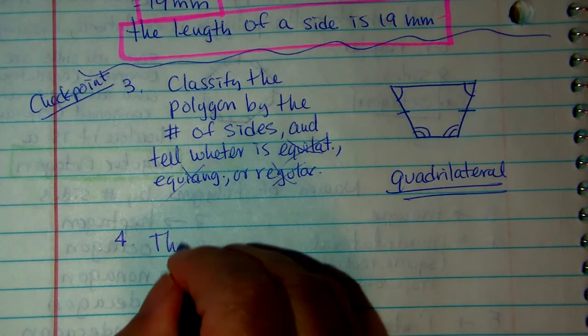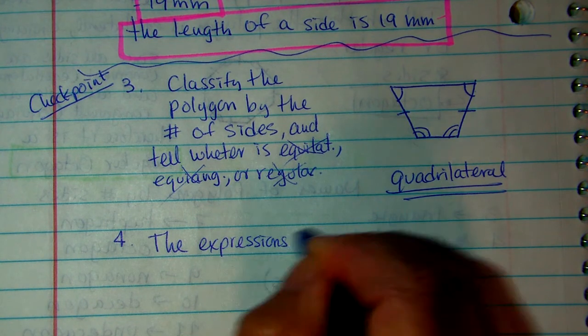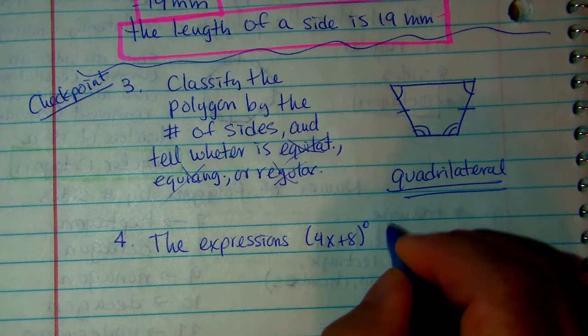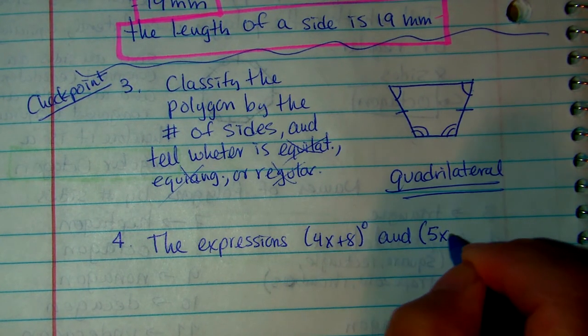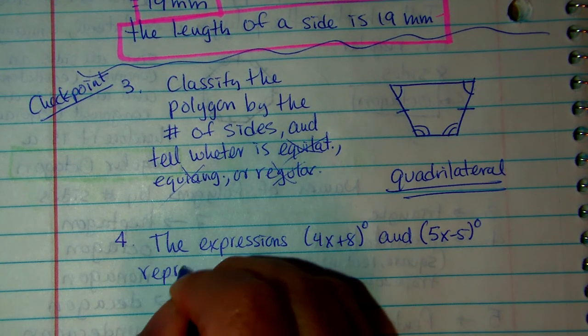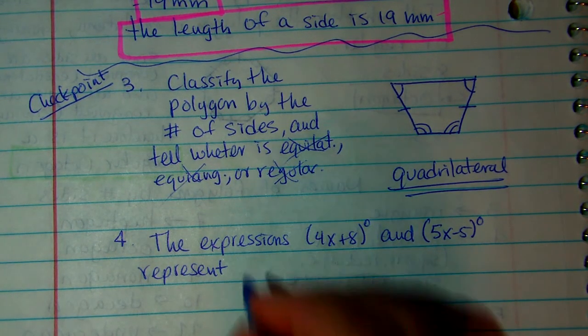The expressions for x plus 8 degrees and 5x minus 5 degrees represent the measure.